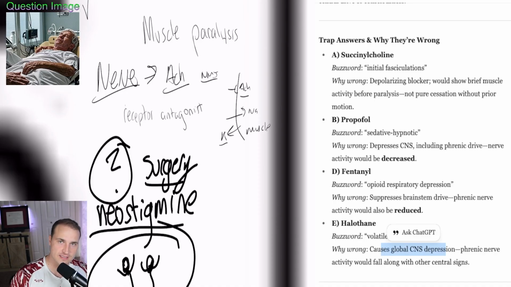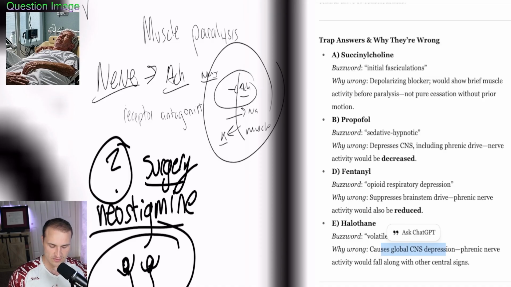Well, non-depolarizing blockers like tubocurarine, rocuronium, vecuronium, those are competitive antagonists at these nicotinic acetylcholine receptors. And so the acetylcholine can't bind, and so there's no depolarization. And the muscle is then flaccid and paralyzed. So the nerve activity is still normal, right? The phrenic nerve is still firing, but there's no muscle contraction. And it's reversible with acetylcholinesterase inhibitors.